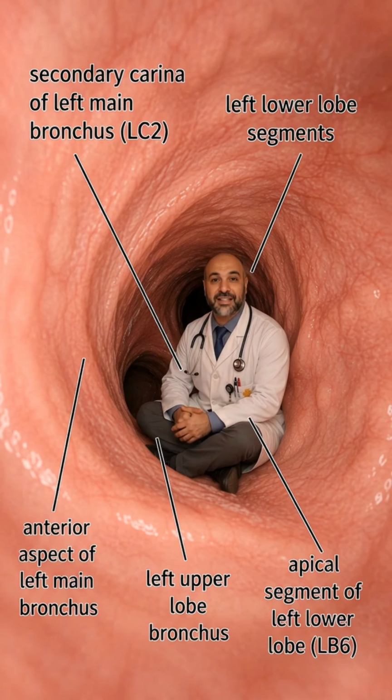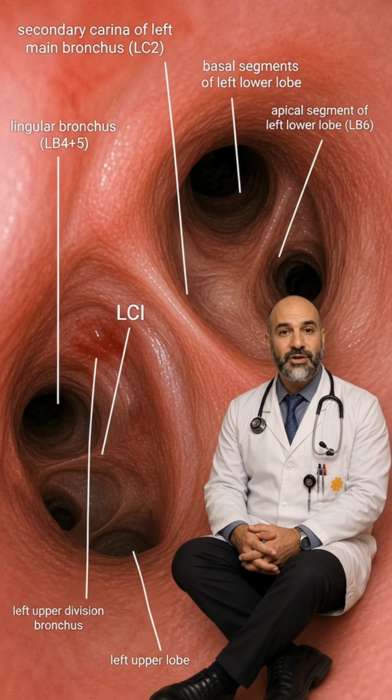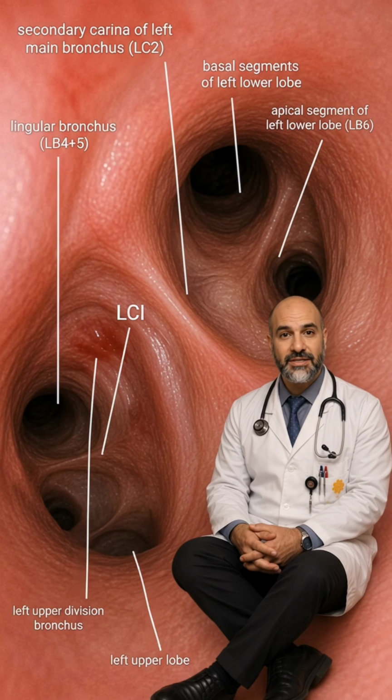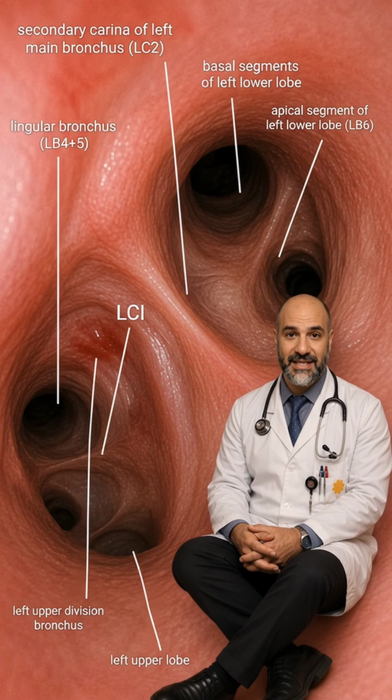Here we are inside the left main bronchus. As the camera advances, we can identify the left upper lobe bronchus anteriorly, while the left lower lobe segments continue deeper into the bronchial tree. Moving deeper into the left main bronchus, we can see the secondary carina, the lingular bronchus, and the branches of the left lower lobe, including the apical segment, LB6.